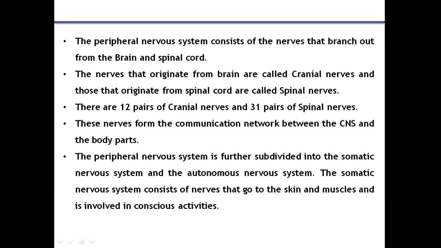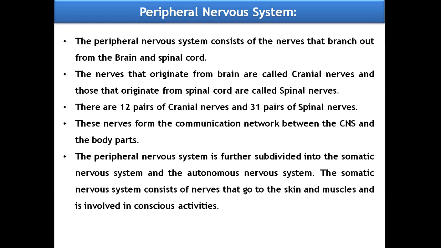Now moving on to the peripheral nervous system. The peripheral nervous system consists of nerves that branch out from the brain and spinal cord.